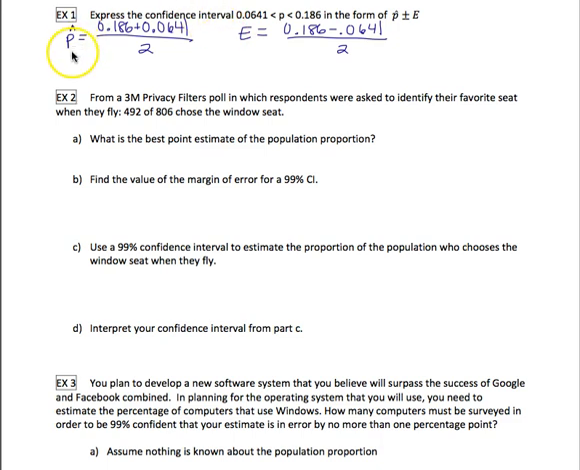Once you have P hat, you could just take your P hat minus the lower limit to get E. So there are options, and if you get the same answer and you show your work, that's obviously fine. So in this case, in the calculator, when I add and divide by 2, that's going to give me 0.125. So that's my P hat.